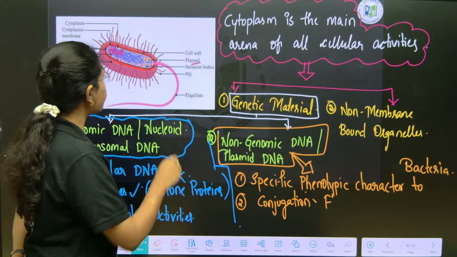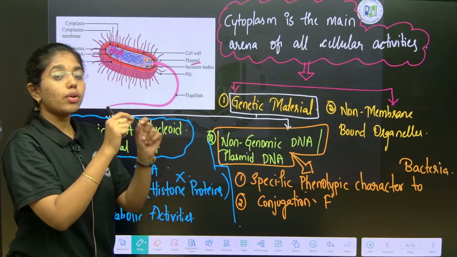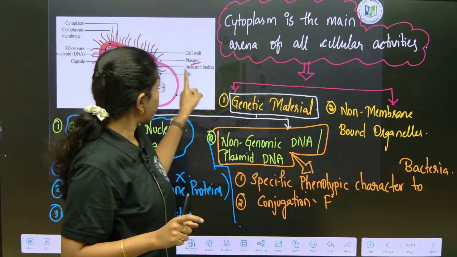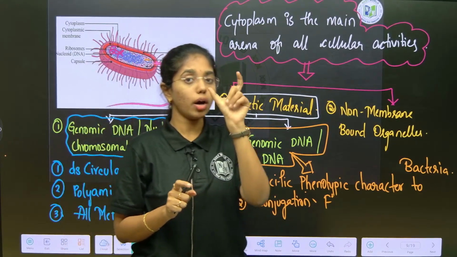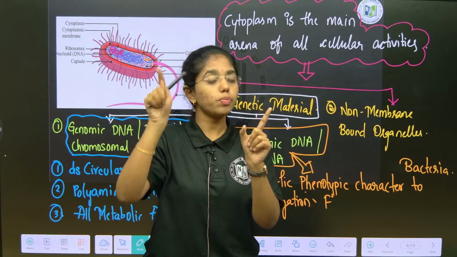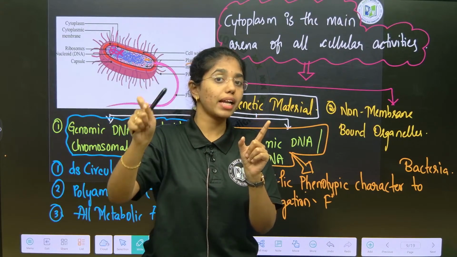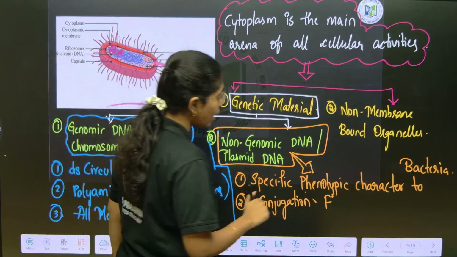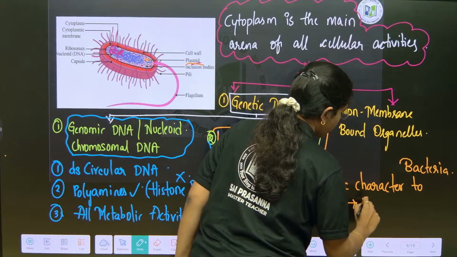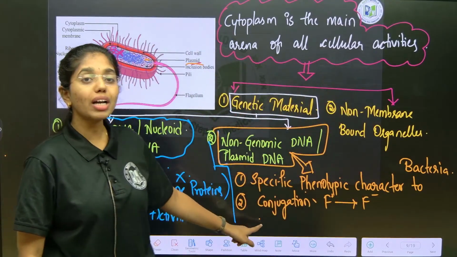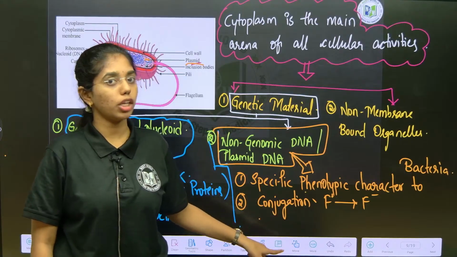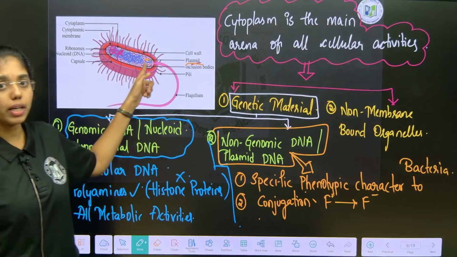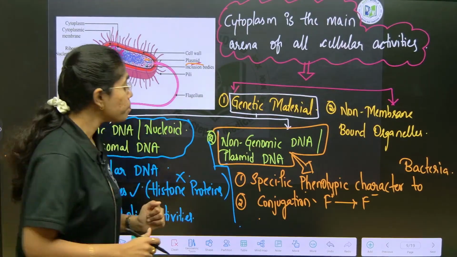So, the F factor from the plasmid DNA is transmitted to F minus strain bacteria. So, plasmid DNA is also helpful in conjugation from F plus strain to F minus strain. You will get a clearer idea when I deal with sexual recombination of bacteria. As of now, remember F factor is present in the plasmid DNA and it is transmitted to the F minus strain.